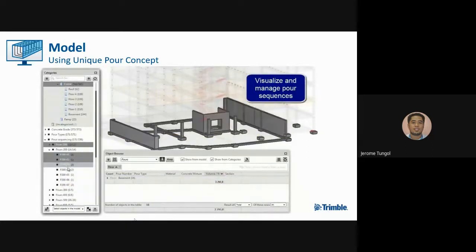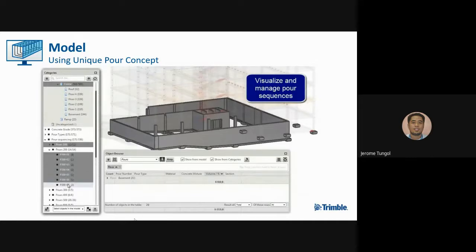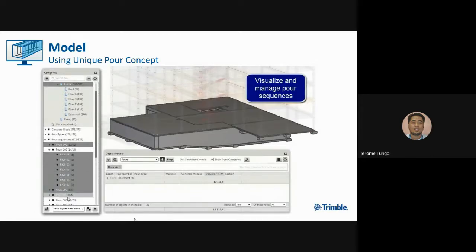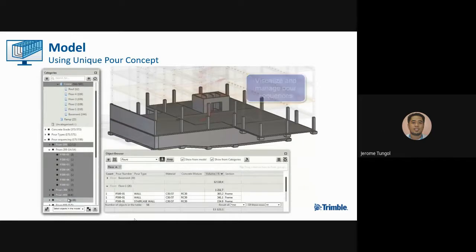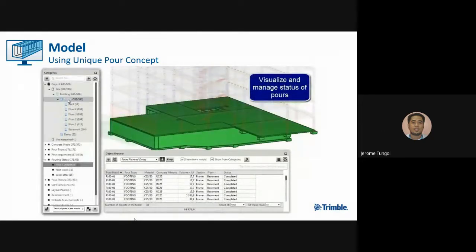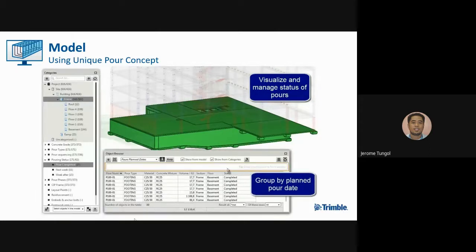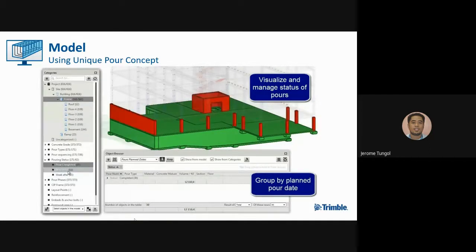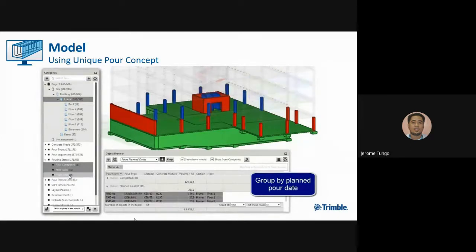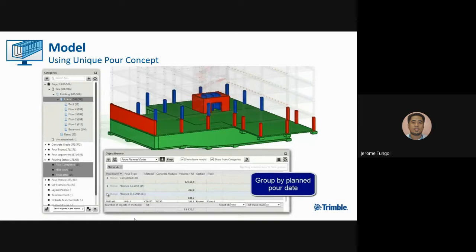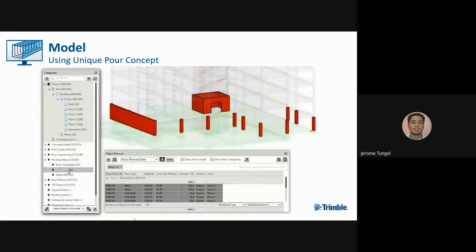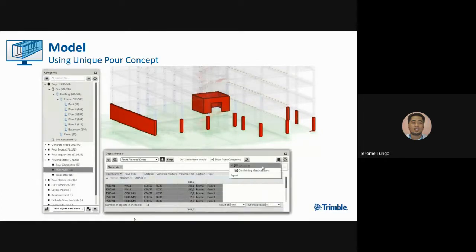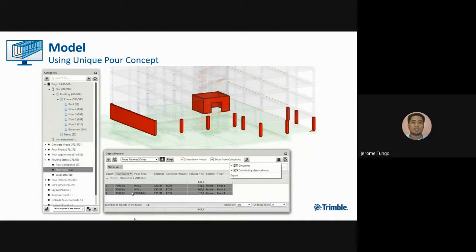Also, the organizer can help you by visualizing and managing your pour sequence by simply clicking all the groups in the organizer. You can also visualize and manage the status of pours by using color coding. So by using our organizer, you can review what is the next step on the site or what is finished already on the site.